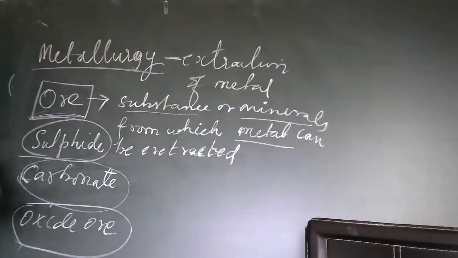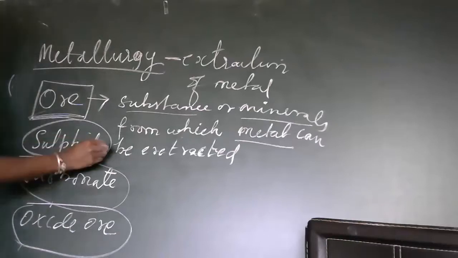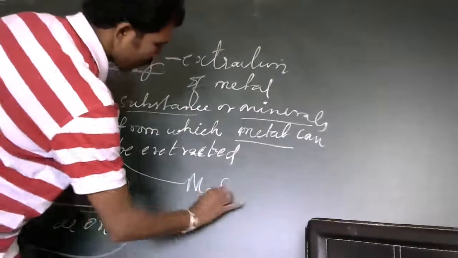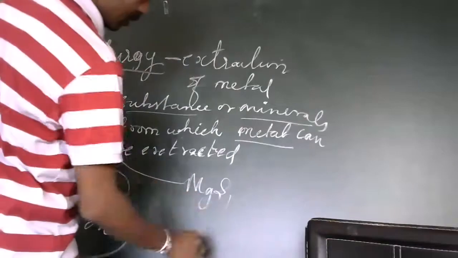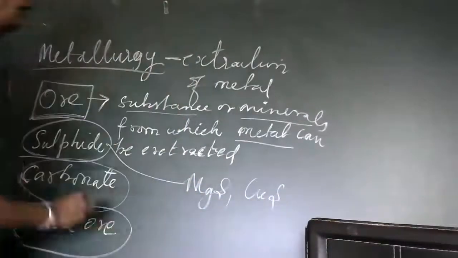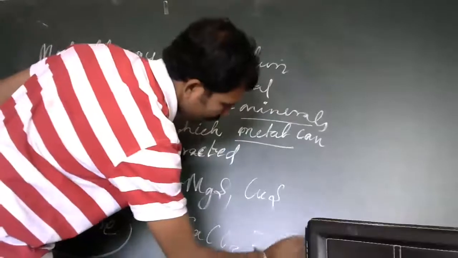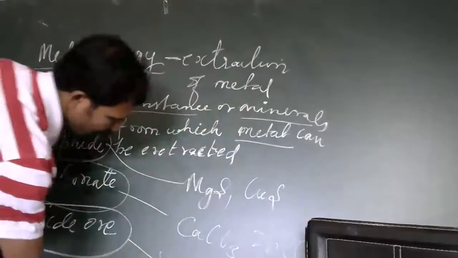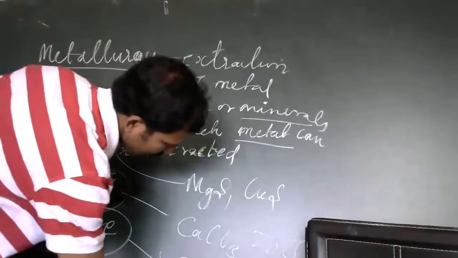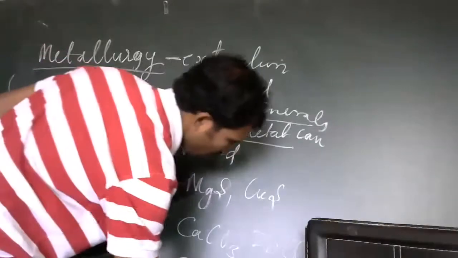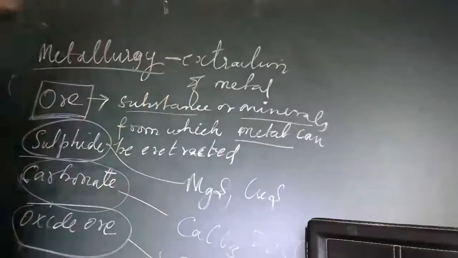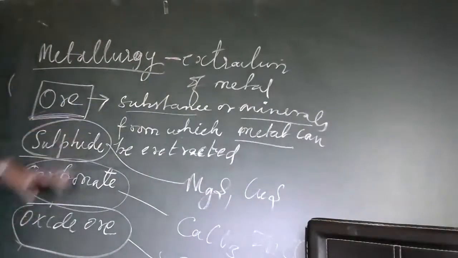There are different methods of extraction. For sulfide, for example, mercuric sulfide or copper sulfide. For carbonate, calcium carbonate or zinc carbonate. Oxide ore: Fe2O3, that is hematite. You can give Al2O3 oxide also. These are the different ores available in the earth's crust: sulfide ores, carbonate ores, and oxide ores.